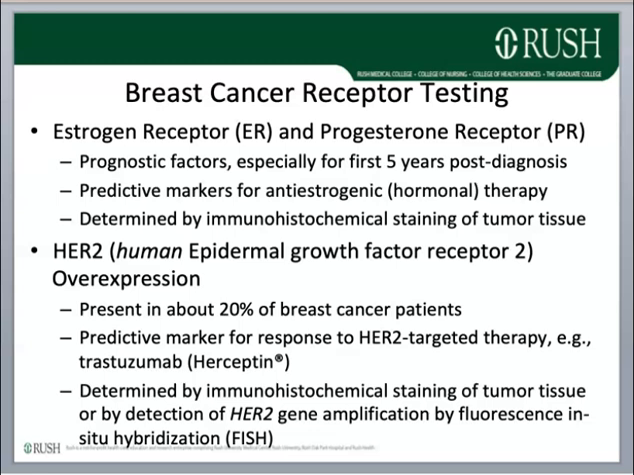HER2 overexpression is present in about 20% of breast cancer patients, and this is a predictive marker for response to HER2-targeted therapy, such as trastuzumab. We also determine HER2 expression in two ways. We can look at it by immunohistochemical staining of tumor tissue or by detection of HER2 gene amplification by fluorescence in situ hybridization, or FISH.